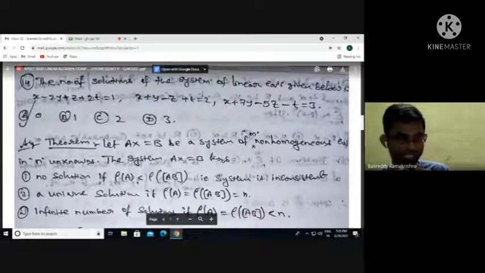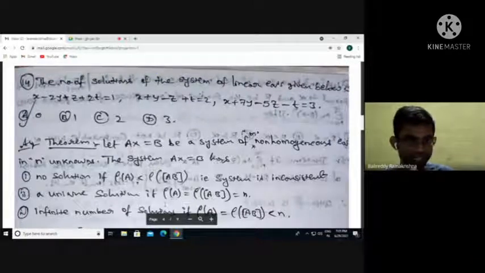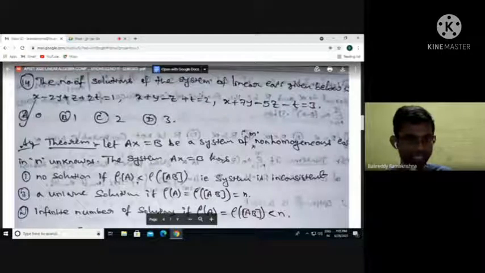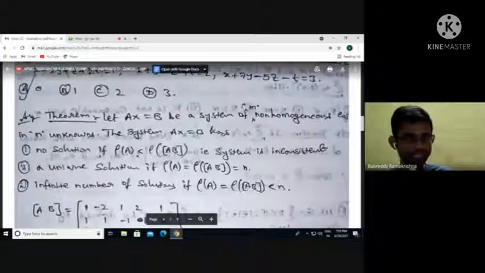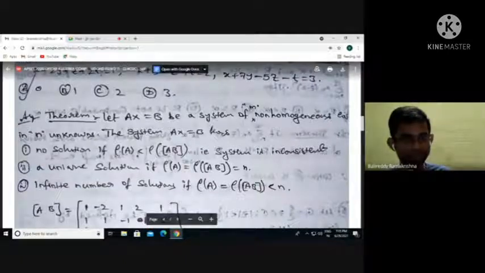And the second case, a unique solution if rank of A is equal to rank of augmented AB, that is, both ranks are equal, say n. And it has an infinite number of solutions if rank of A is equal to rank of augmented AB, which is strictly less than n. Here n is the number of unknowns.